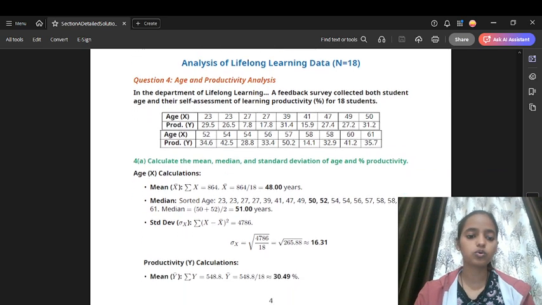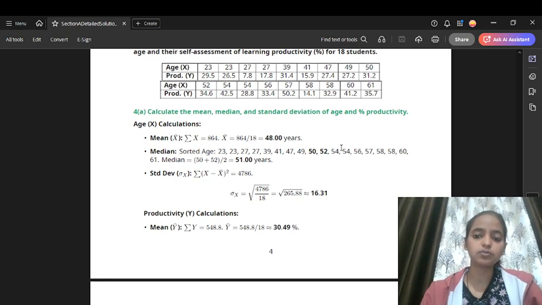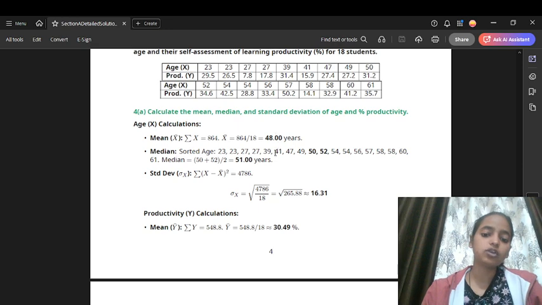Okay. So 4A asks us to calculate the mean, median and standard deviation of age and percent productivity. For the mean we will calculate x bar, that is sigma of x, which is 864, upon n, which is equal to 18. So 48 years. Median: sorted age 23, 23, 27, 27, 39, 41, 47, 49, 50, 52, 54, 54, 56, 57, 58, 58, 60, 61. So median is 50 plus 52 by 2, which is equal to 51 years.